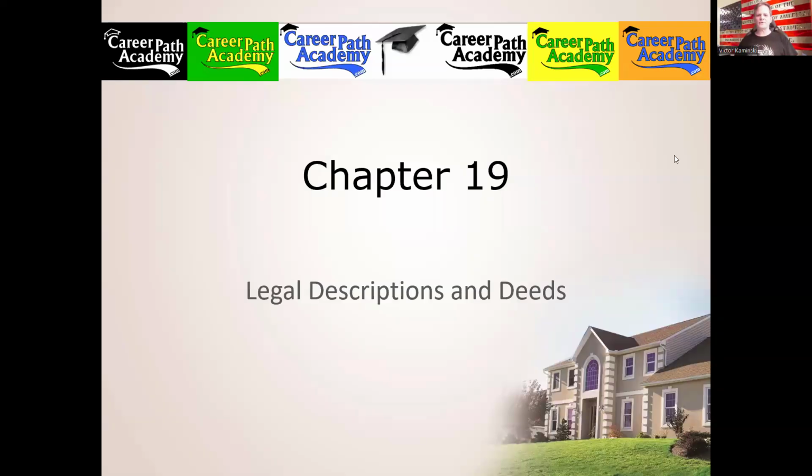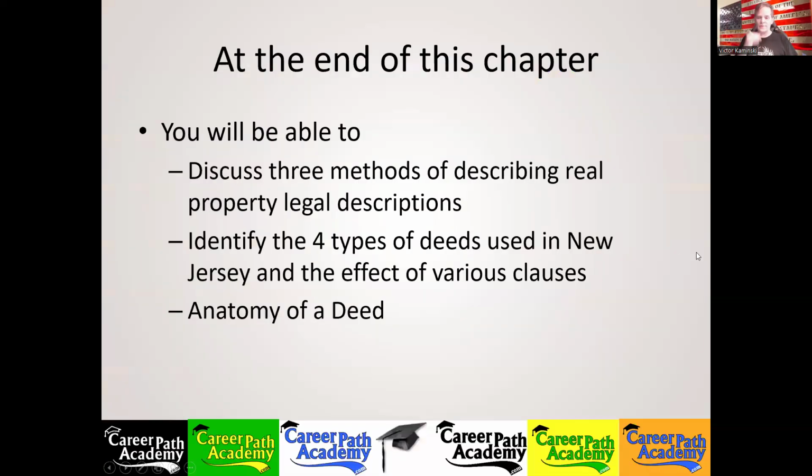All right, chapter 19, legal descriptions and deeds. In this chapter, we're going to talk about the methods of describing real property legal descriptions. We're going to identify the 4 types of deeds used in New Jersey as well, and we're going to go over the anatomy of a deed.